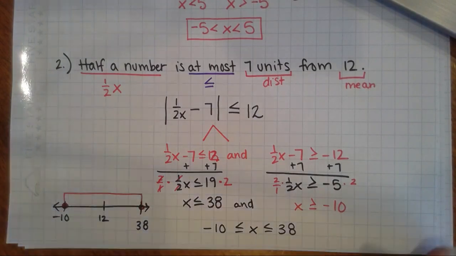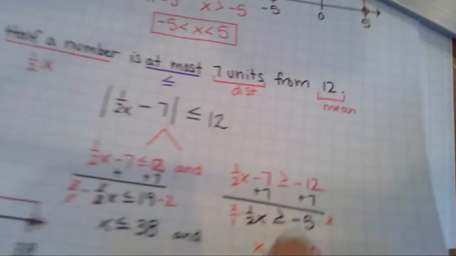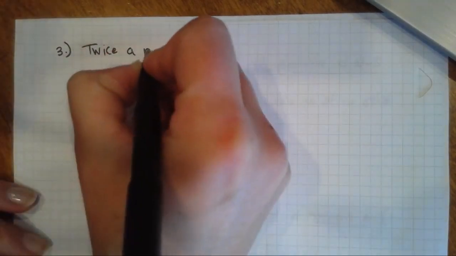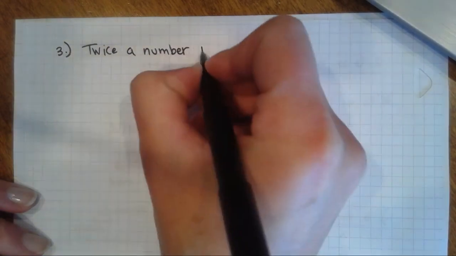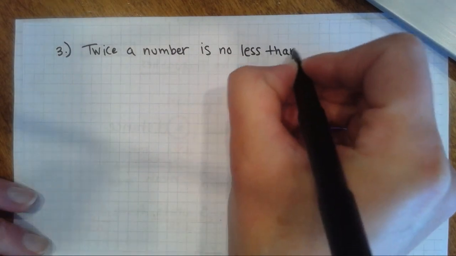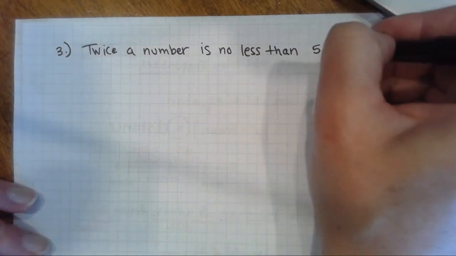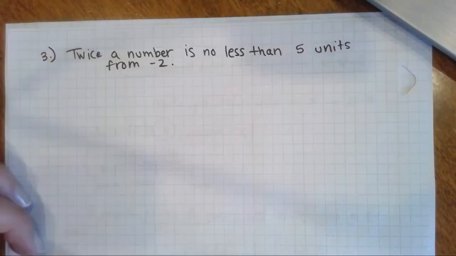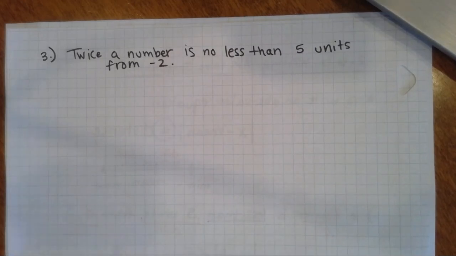All right, the last one I want to show you, just be careful of this happening. Okay, number 3. Let's do twice a number is no less than 5 units from negative 2. Twice a number is no less than 5 units from negative 2.